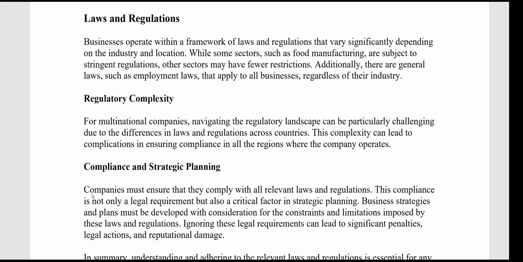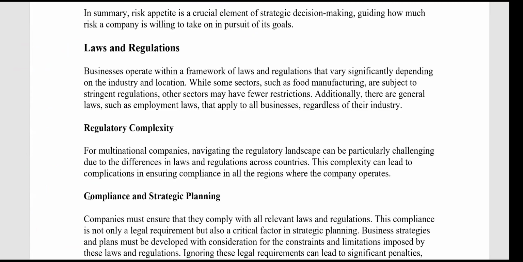Okay. Now, another factor that drives strategic objectives is laws and regulations. Now, these things we are looking at are very important because anytime you want to form a strategy or come up with a strategy, these are the things that will drive how your strategy is set.